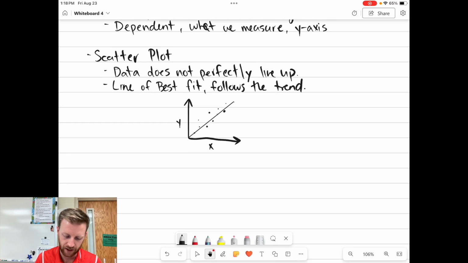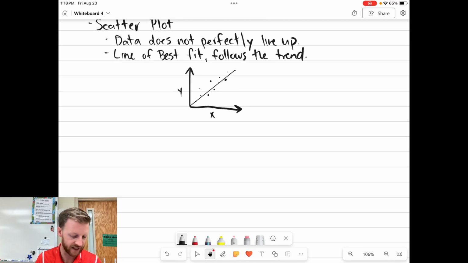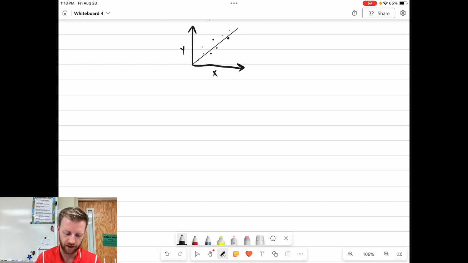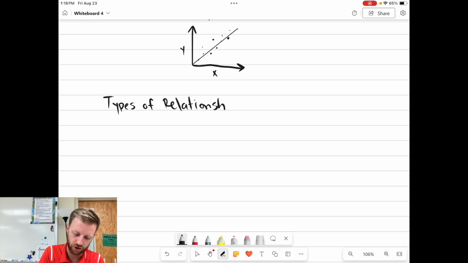So let's talk about the relationships. There are 6 relationships that we're going to be looking at. So let's talk about what those are. So the types of relationships.